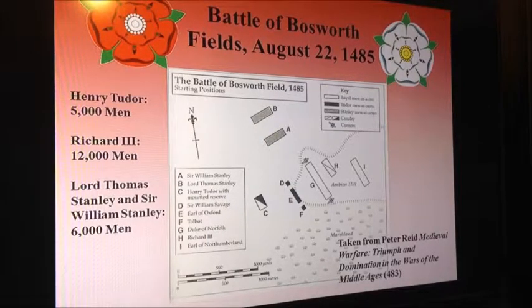Because Richard is saying, I'm going to give my entire kingdom for a horse to get away, and he's losing his kingdom because he can't get a horse to get away. He is killed by a common man while fighting, and the battle is over, and Thomas Stanley crowns Henry Tudor as the king, and he is named Henry VII.